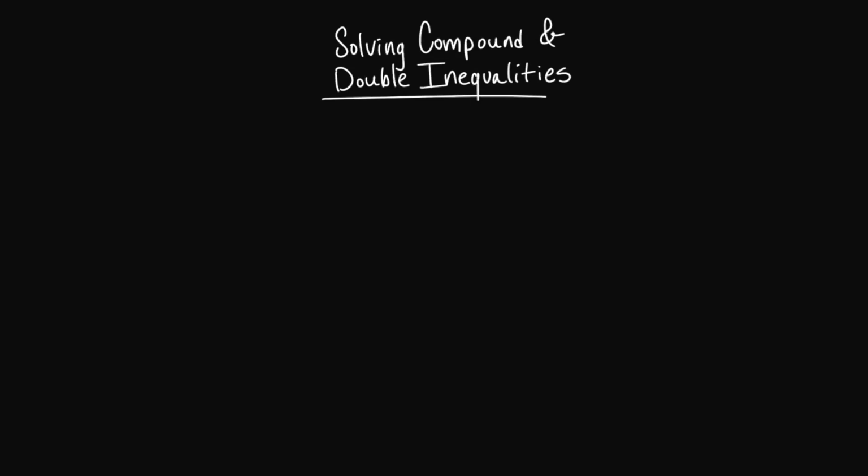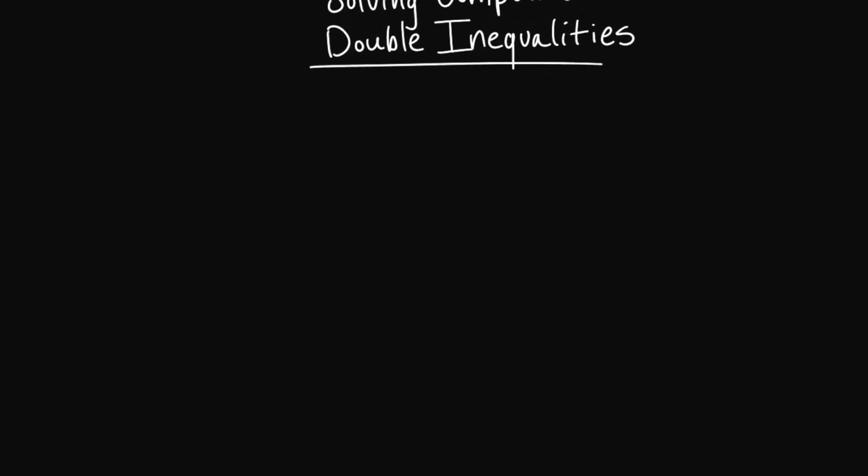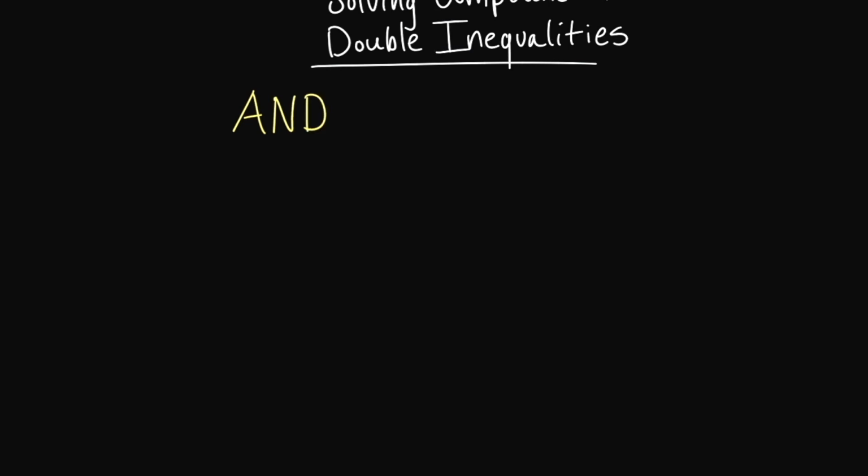Let's first start with compound inequalities. What are they? Well, basically, they're more than one inequality separated by two logical connectors. We've got the AND logical connector and the OR logical connector. And you can imagine what they mean.